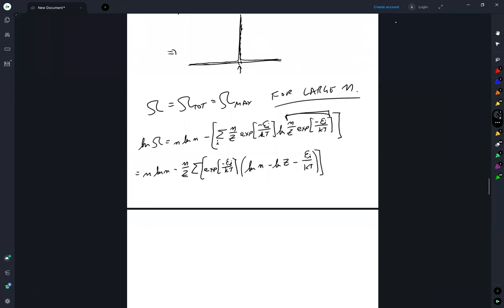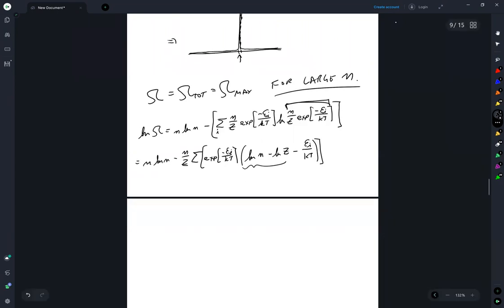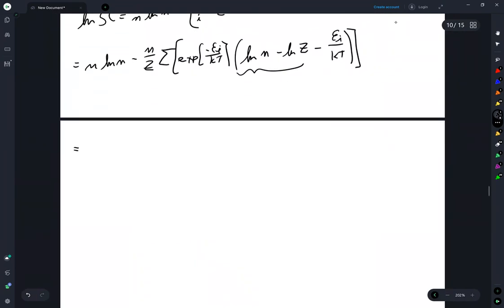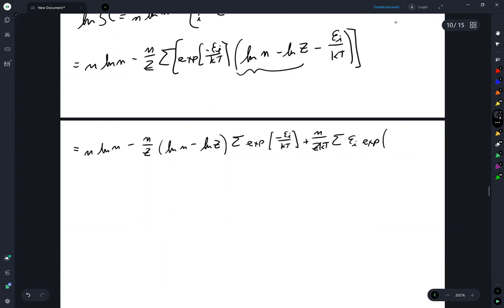Now we can also take these outside of the sum, to give us natural log omega is equal to n natural log n minus n over z natural log n minus natural log z, sum exp minus epsilon i over kT, plus n over zkT, sum epsilon i exp of minus epsilon i over kT.